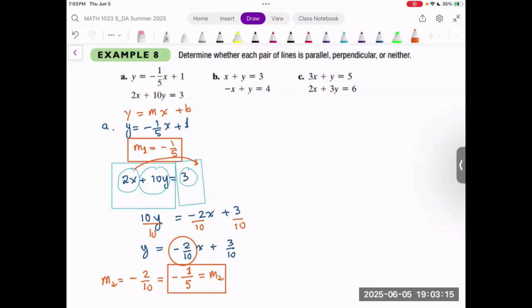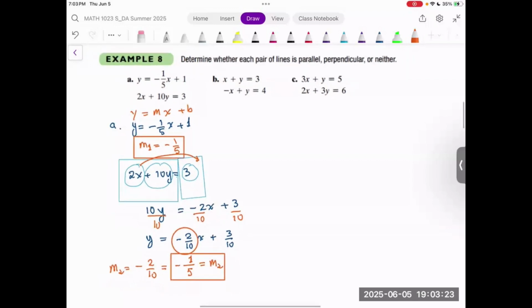So how do m2 and m1 look to you? The same, right? So since they are the same, the two lines, called L1 and L2, L1 is going to be parallel to L2. So this is your conclusion. The two lines are parallel.